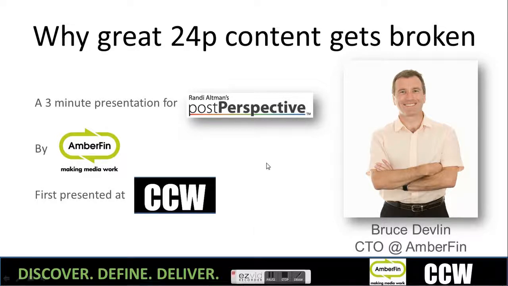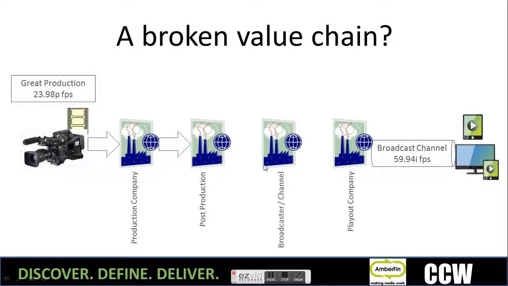Okay, let's get going. So, you shoot this wonderful production in 24p and you want to get it onto a broadcast channel at 59.94 interlaced frames per second. You've got all of these stakeholders in the value chain. You're the post-production house. How are you going to control it all? Well, you can't. You're just the post-production house.